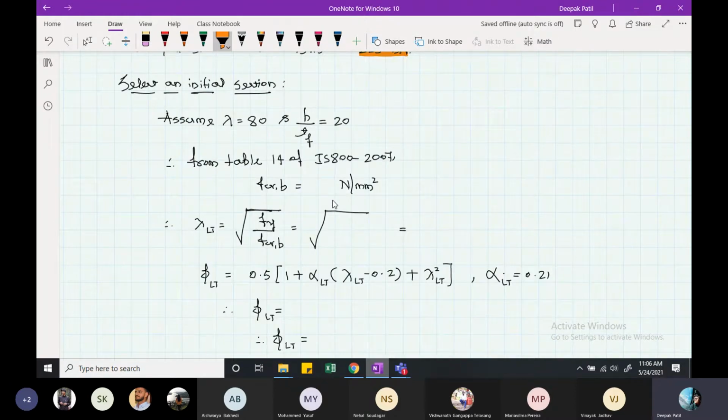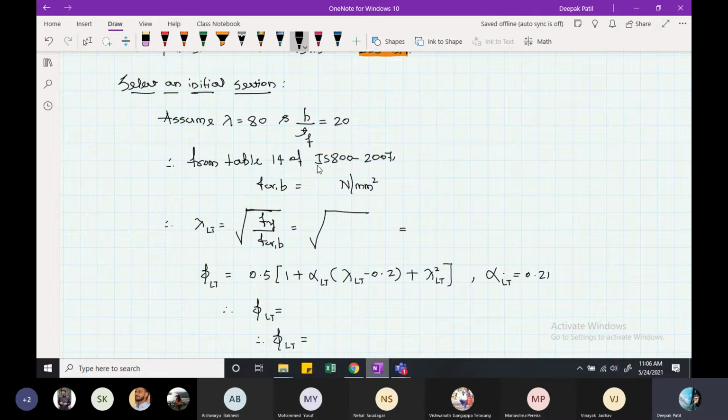Okay, now let us start. I want to choose an initial section. When I was using a simply supported beam, I used to assume a slenderness ratio lambda equal to 100 and h by tf equal to 25. In this case, I'm going to assume lambda equal to 80 and h by tf equal to 20 because it is a cantilever beam. So remember, when designing simply supported beams you go for lambda equal to 100 and h by tf equal to 25 for the initial assumption, and when it is a cantilever beam, you can take lesser values: slenderness ratio 80 and h by tf equal to 20, not 25.